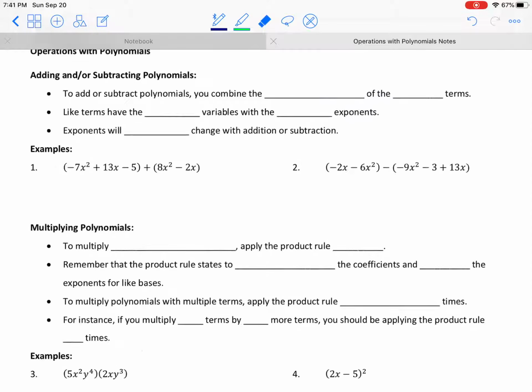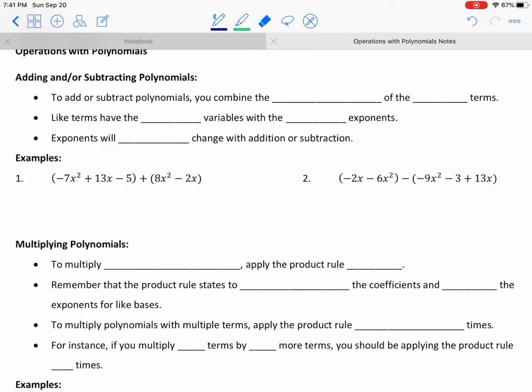Okay? So we are trying to combine the like terms, and really what that means is combine the coefficients of the like terms. And again, what it means for our terms to be like is they have the same variables and the same exponents. Okay? Again, exponents are not going to change when you add or subtract. If you add x's with more x's, you are still going to have x's. If you add x squareds with other x squareds, you will still have x squareds.